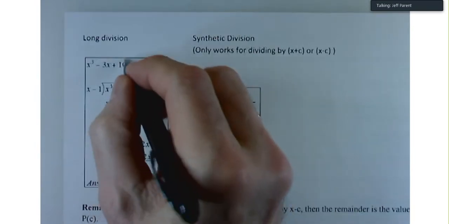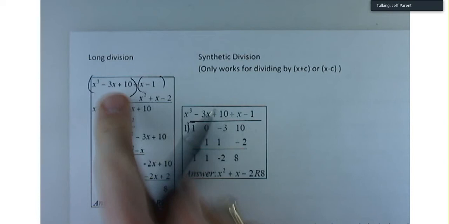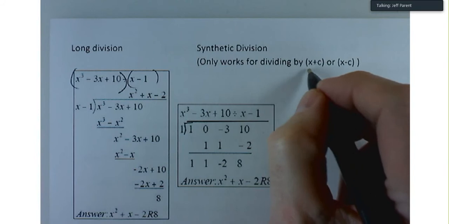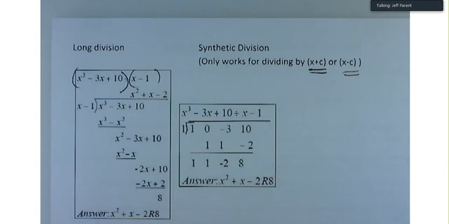So, what we're going to do is we're going to take this term right here, this polynomial, and divide it by x minus 1. Now, synthetic division is only going to work if you divide it by x plus something or x minus something. It's very, very specific. But, given its limitations, it's still really, really cool.